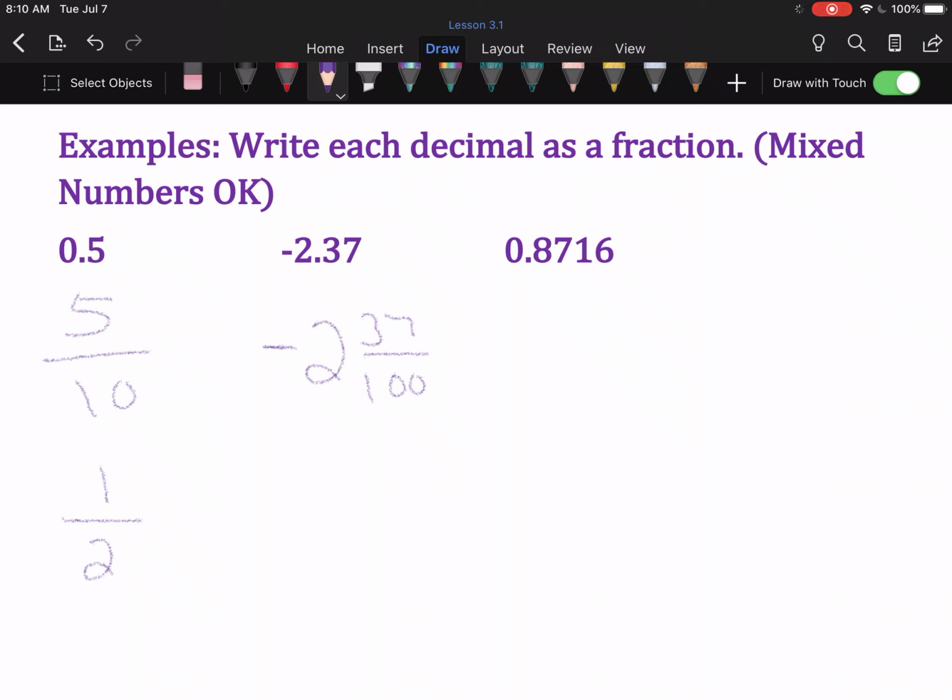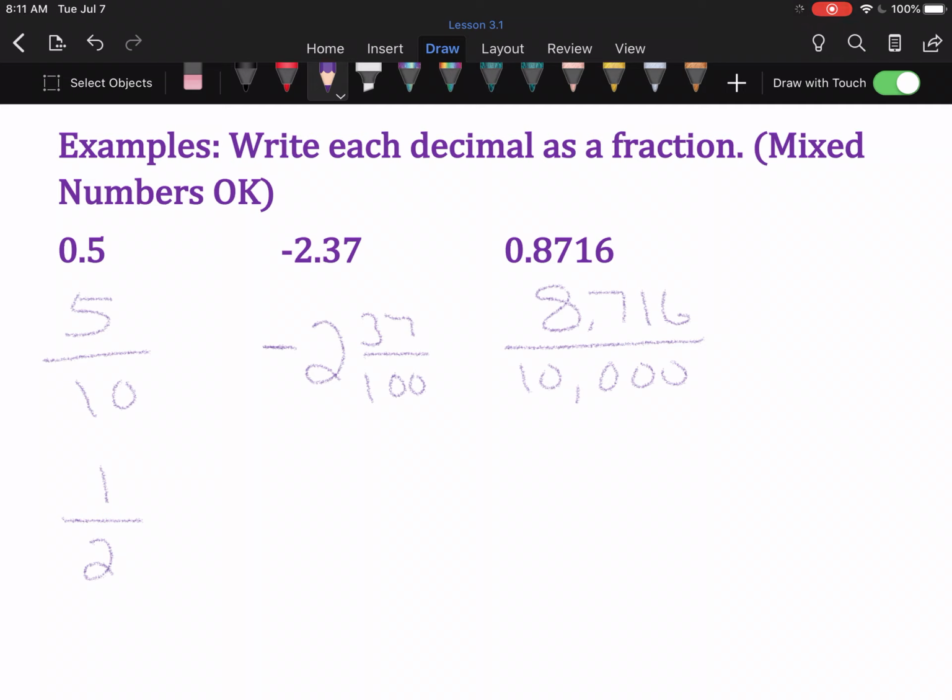0.8716, no whole number part here, so we'll just have a fraction as we do this. That ends in the fourth place after the decimal point. So if the first place is tenths, then hundredths, then thousandths, this must be the ten-thousandths place. So this is 8,716 ten-thousandths. I'm thinking that both of these divide at least by 4. Possibly a bigger number, but definitely 4.